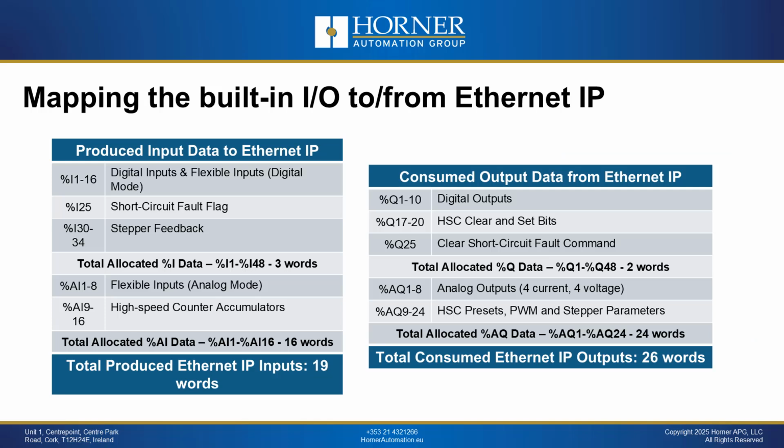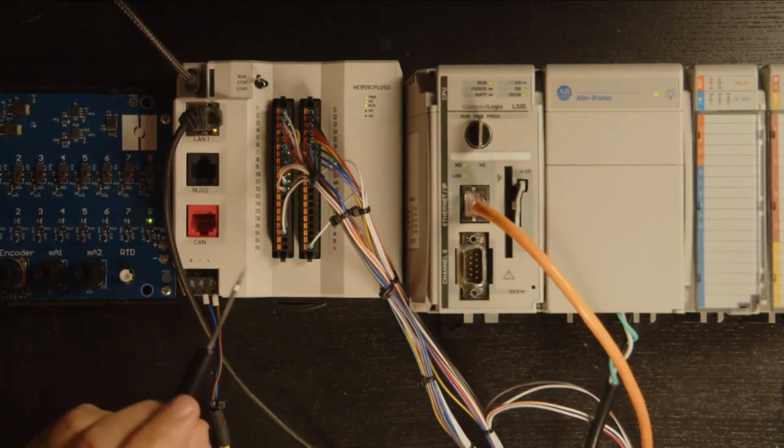Now in this scenario, remember what we are doing is we are sending our input data from the CPU250 out over Ethernet IP, and the data we receive in from Ethernet IP we are going to map over to %Q and %AQ data. So we have got a total of 19 words that we are producing. That is our %I's and %AI's, and 26 words we are consuming. That is our %Q's and %AQ's, and all that data is what has been allocated to the built-in I/O of our CPU250. Let's take a look at what is happening on the bench.